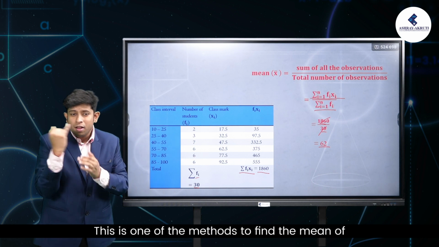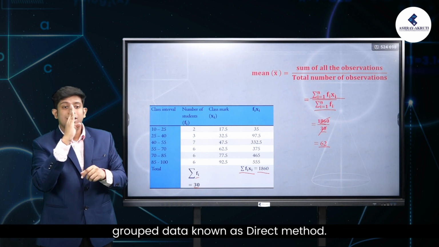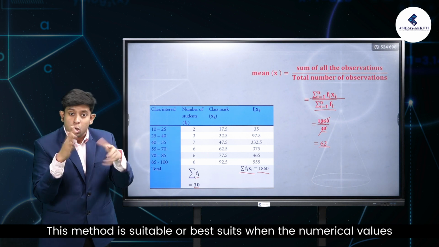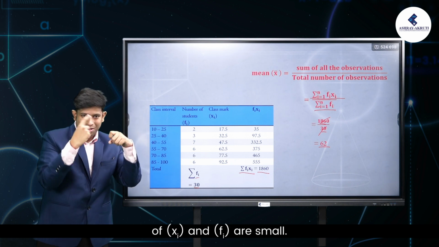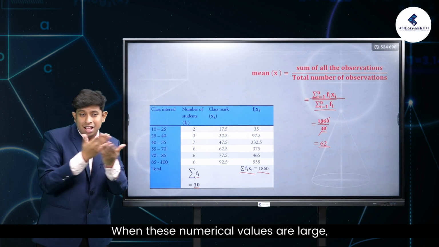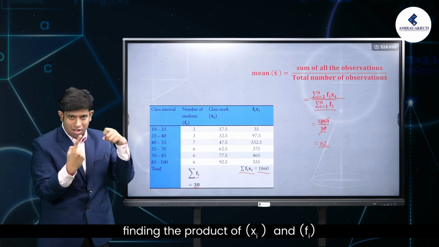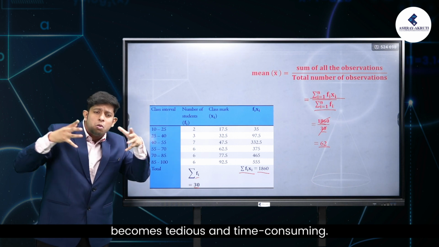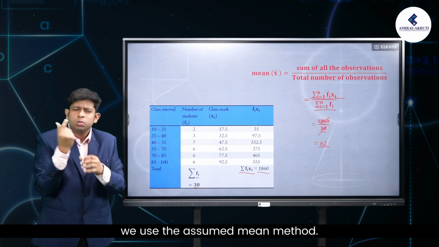This is one of the methods to find the mean of grouped data known as the direct method. This method is best suited when the numerical values of xi and fi are small. When these numerical values are large, finding the product of xi and fi becomes tedious and time consuming. So, to reduce the lengthy calculations, we use the assumed mean method.